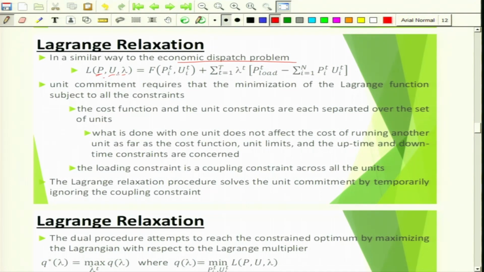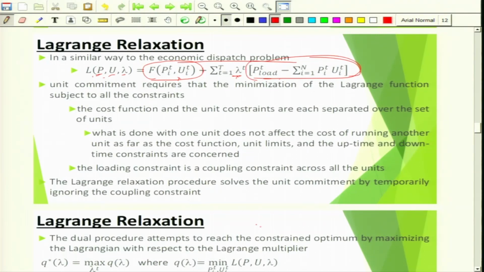Now there are 3 variables, so there is a cost function plus the Lagrangian multiplier multiplied by the constraint. This is the constraint for all time intervals. The Lagrangian function is nothing but the objective function plus the Lagrangian multiplier with the total constraint: summation of generation is equal to total load.